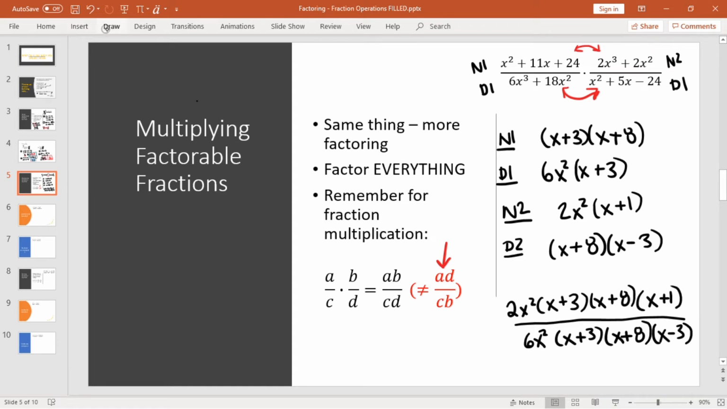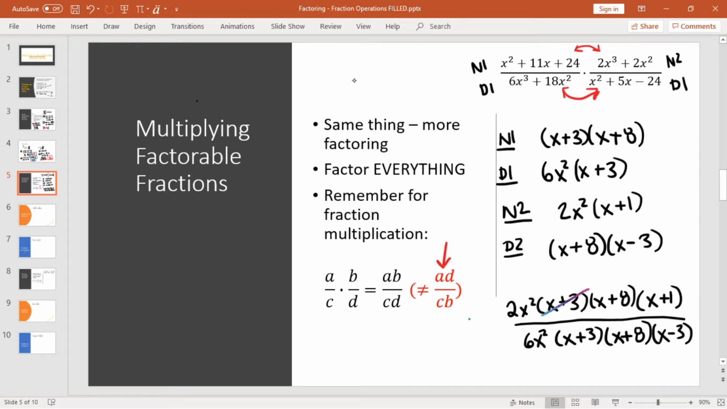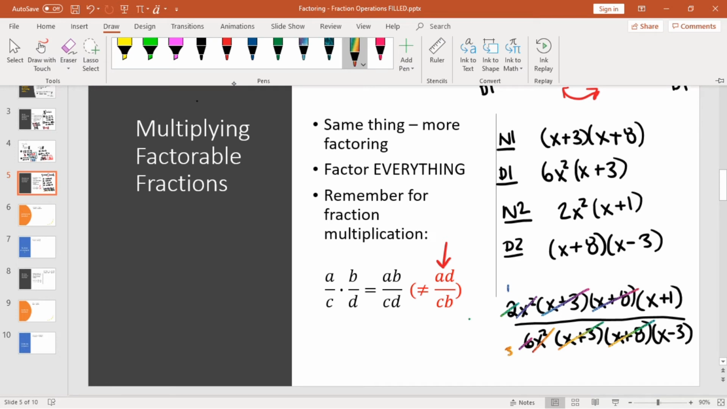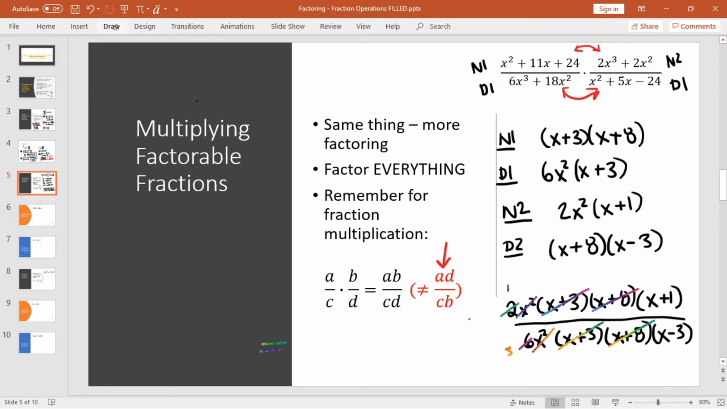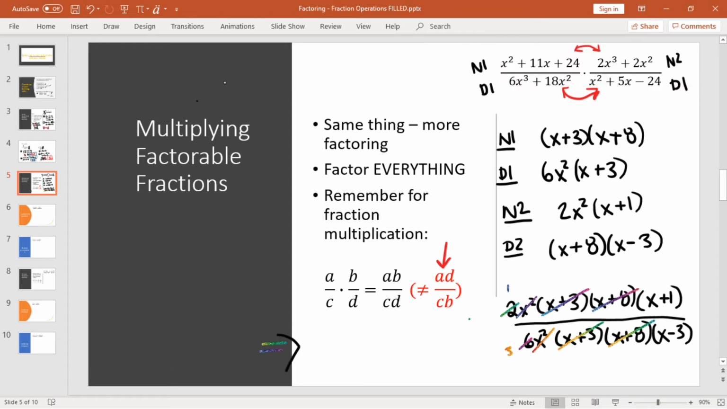Okay, red pen out for canceling. We can cancel in a rainbow pen today. Those go. Those are the same. X plus 1, x plus 3, two different things. X squared over x squared is equivalent to 1. 2 over 6 is equivalent to 1 over 3. So my final answer over here is going to be the leftovers. So I have x plus 1 on the top, and on the bottom I have a 3, x minus 3.